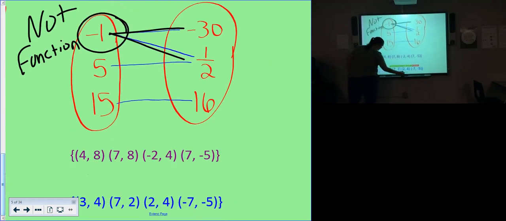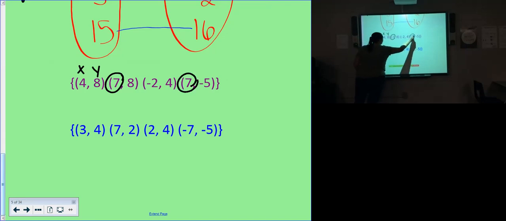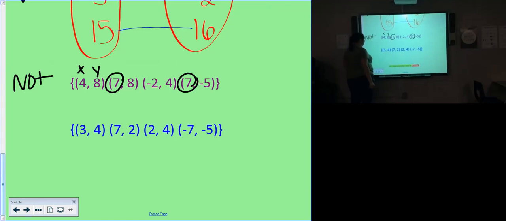All right, lastly, I can be given coordinates. Again, I'm looking at the x values. Remember, in a coordinate, the first number is x, the second number is y. So really, I'm only looking at the x's. I see 4, 7, -2, and 7. Oh, right there, I saw 2 numbers that are the same. So purple is not a function.